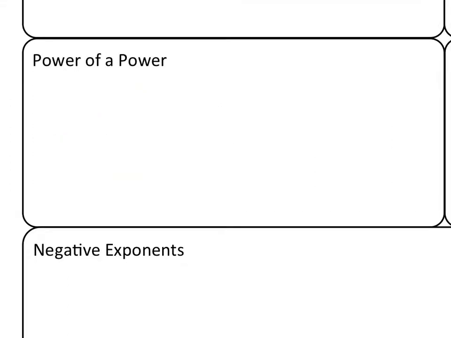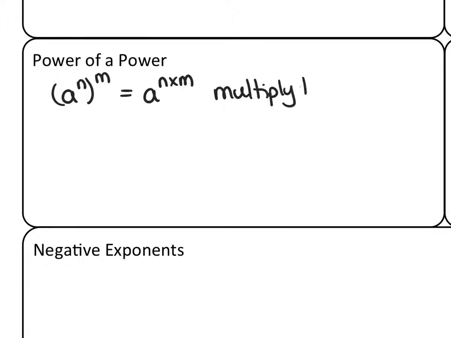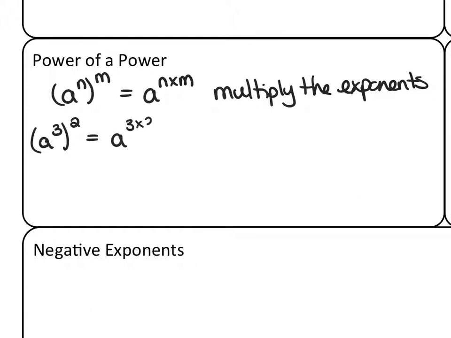Now the power of a power rule simply states that if you have a power or an exponent and then another exponent, all you're going to do is multiply. Multiply the exponents. And I'm going to show you two different examples because I want you to see what happens when we have a number in front of there. So let's say we have a to the 3 to the 2. All you're going to do is 3 times 2, which equals a to the 6.